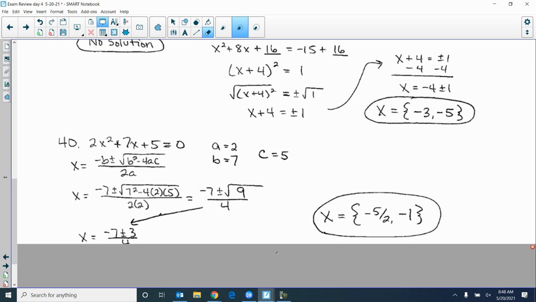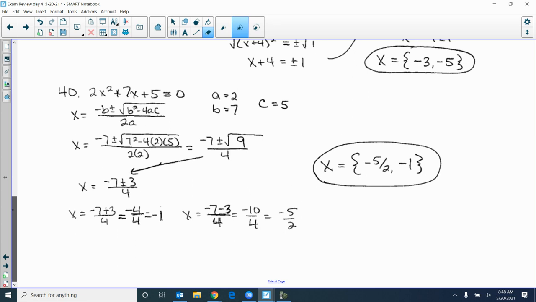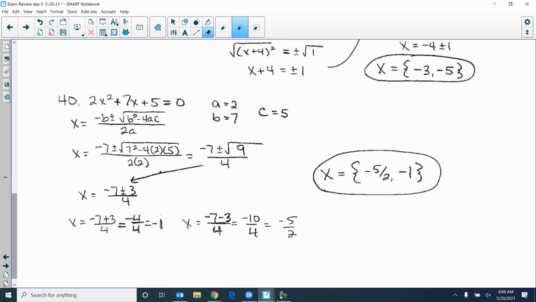40, when you are done, you end up with negative 5/2 and negative 1. Now, if you got all of these correct from last night, that's amazing. If you got most of them, that's good. If you got one right, yeah, we've got some work to do. If you put negative 1 and negative 5/2, is that still correct? Yep. Not concerned about the order. That's fine.